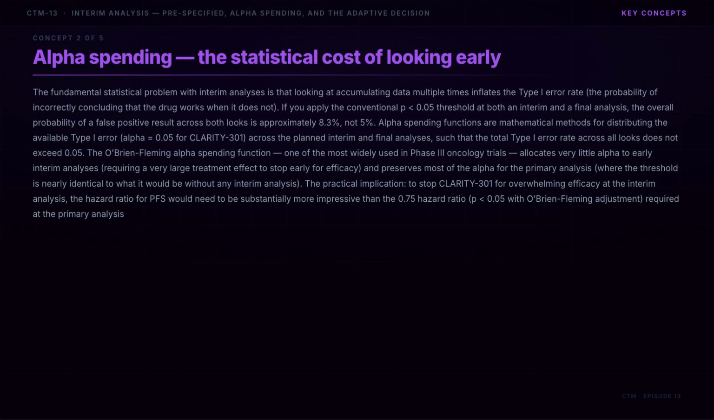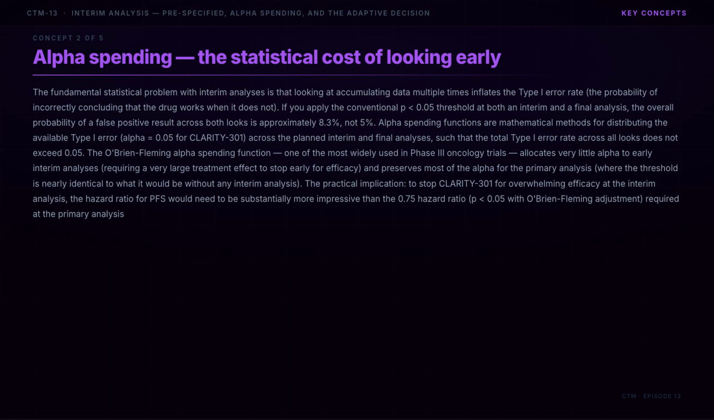Alpha spending, the statistical cost of looking early. The fundamental statistical problem with interim analyses is that looking at accumulating data multiple times inflates the type 1 error rate, the probability of incorrectly concluding that the drug works when it does not. If you apply the conventional P 0.05 threshold at both an interim and a final analysis, the overall probability of a false positive result across both looks is approximately 3%, not 5%.